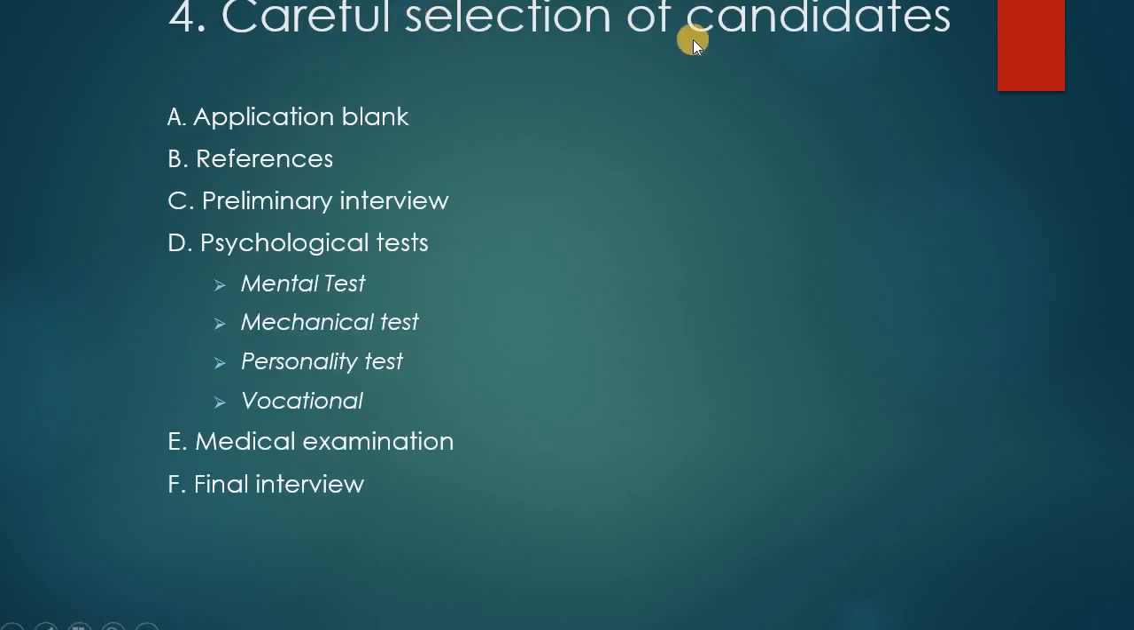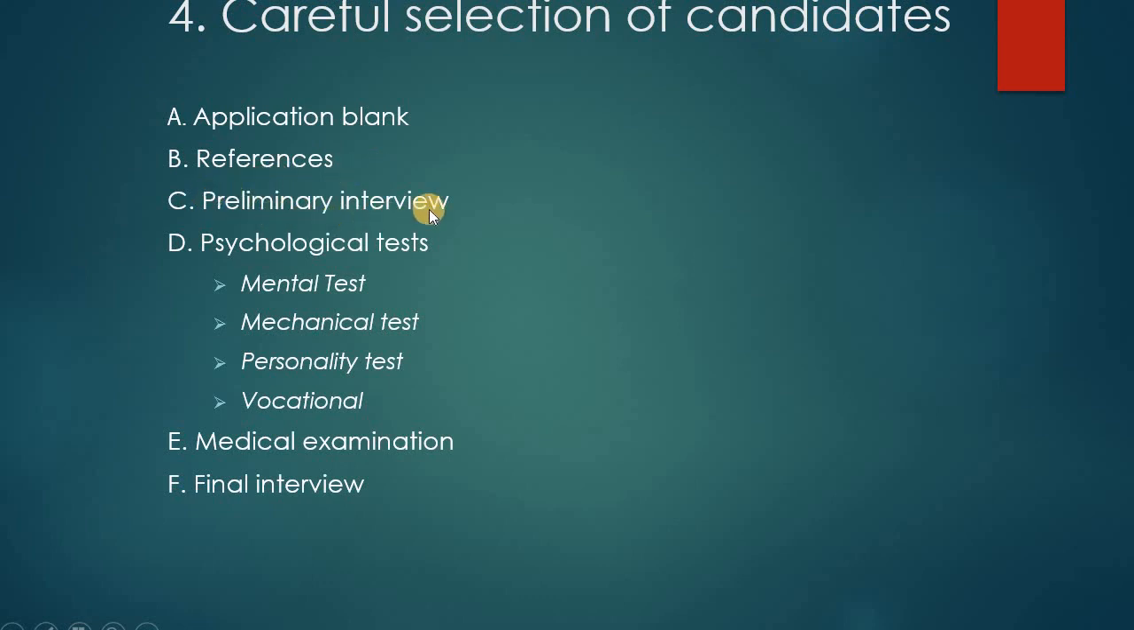Then the fourth step, careful selection of the candidates. Once the candidate has applied for the job, the next process is to select the candidates. The first one is the application blank. We have to see how many candidates have applied for the job, what their experience is. All this can be scrutinized. So basically you are scrutinizing the applications. Then second, you are scrutinizing the references, whether they have come from a good reference. If they are from well-known references, then definitely there are more chances of selection.